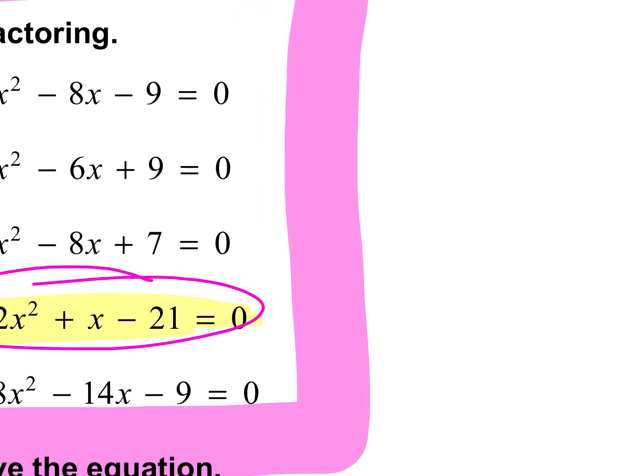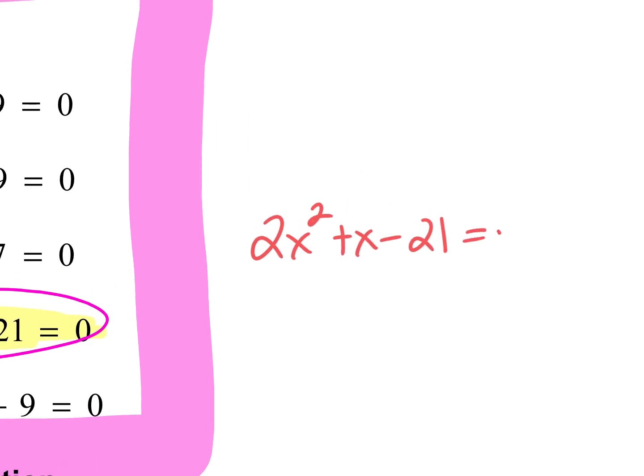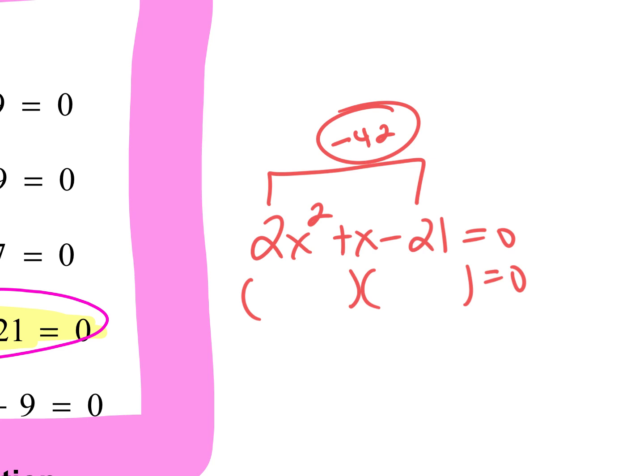So in this case, we have 2x squared plus x minus 21 equals 0. All right, GCF? No? So we're going to multiply A times C. What is 2 times negative 21? Negative 42. What are the factors of negative 42 that are going to multiply to give me negative 42 and add to give me a positive 1? x plus 7, x minus 6.